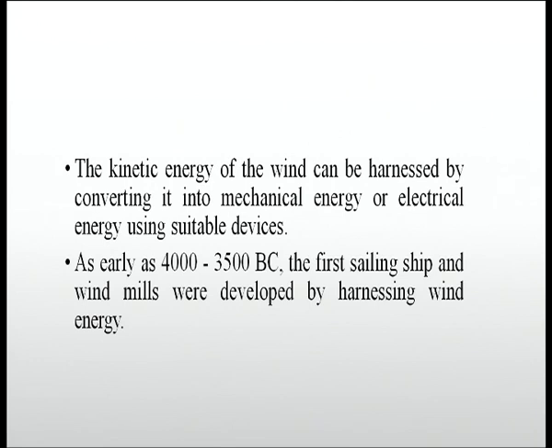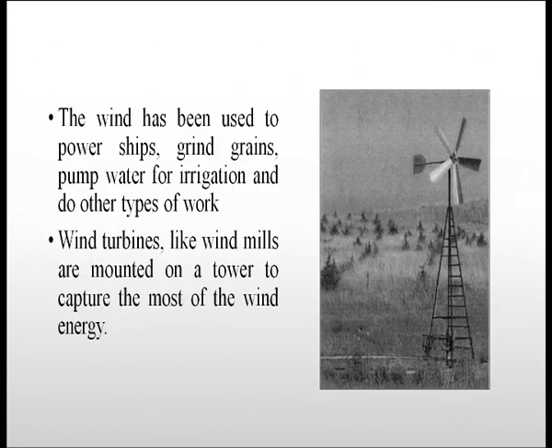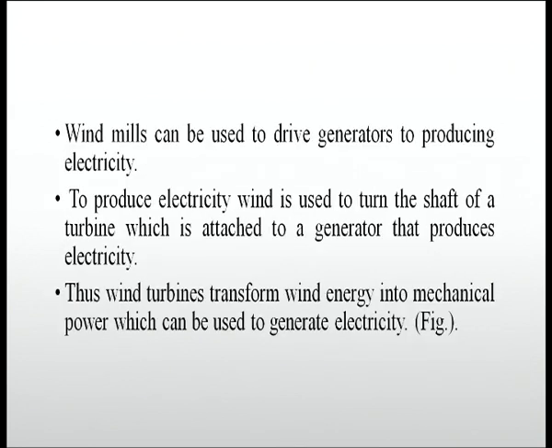As early as 4000 to 3500 BC, the first sailing ship and windmills were developed by harnessing wind energy. The wind has been used to power ships, grind grains, pump water for irrigation and do other types of work. Wind turbines like windmills are mounted on a tower to capture most of the wind energy, as you can see in the diagram. Windmills can be used to drive generators to produce electricity.